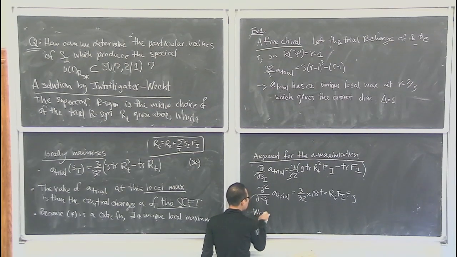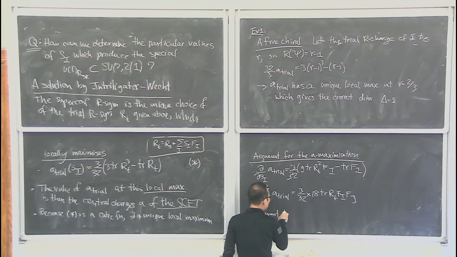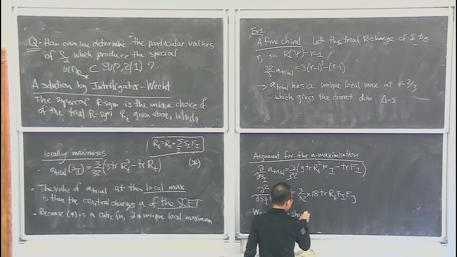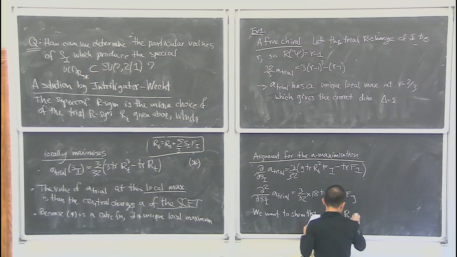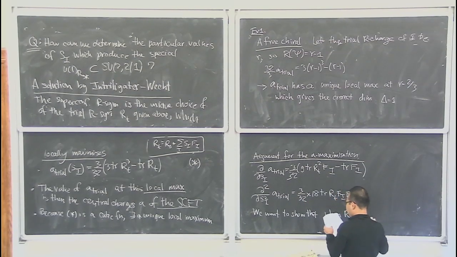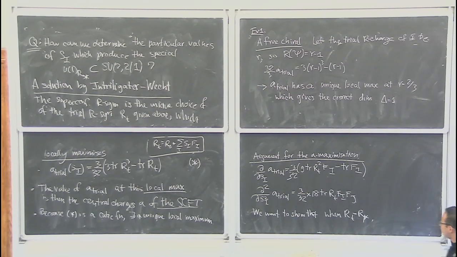We want to show that when R_T equals R star, you go to a special point. So you flow to this special point, the superconformal point.